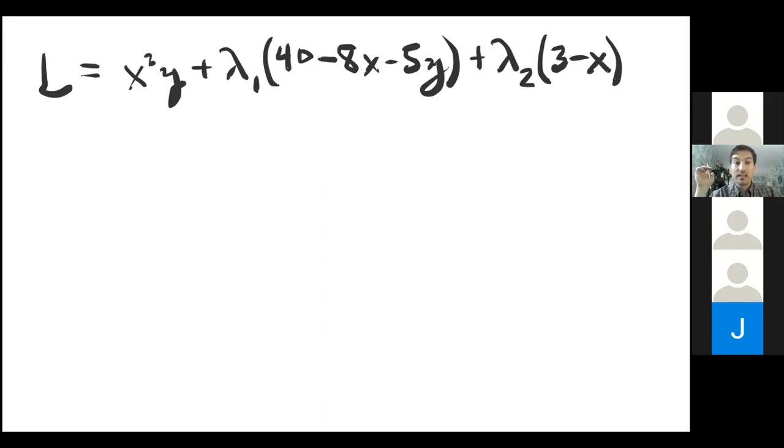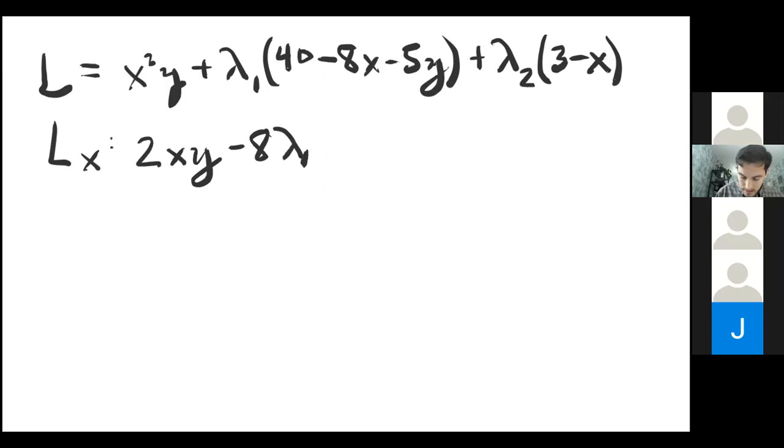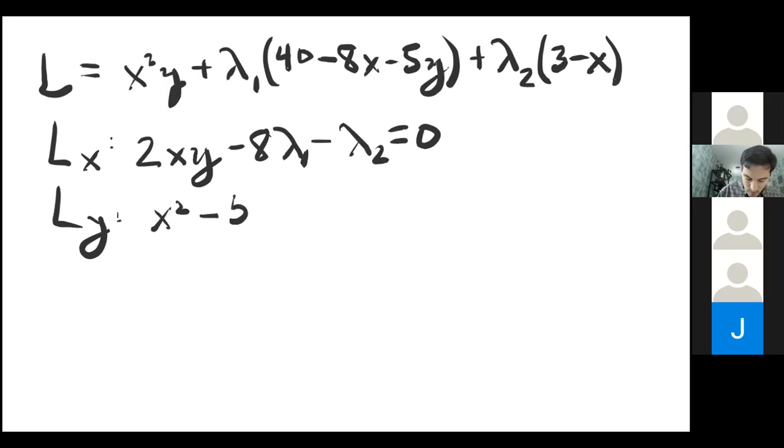I'm running out of time here. Let's actually look at this problem. I think I can show you pretty quickly how to do it. Lx becomes 2xy minus 8 lambda 1 minus lambda 2, and that equals 0. The next one becomes x squared minus 5 lambda 1 equals 0. This one becomes just the first order constraint, the constraint.